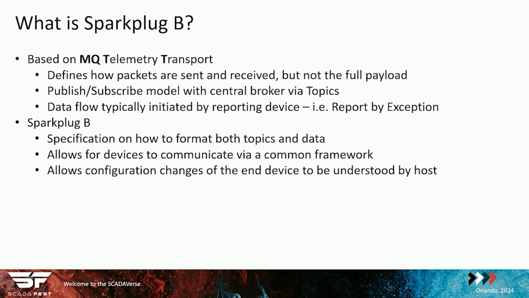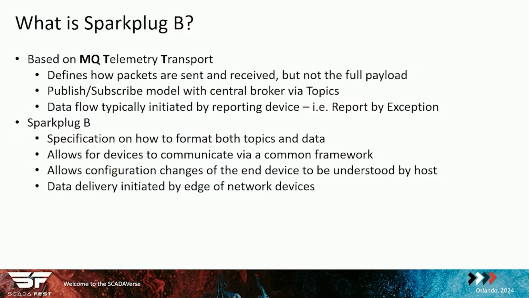And the other thing that Sparkplug B does is it allows for configuration changes of the end device to be understood by the host. I'm going to give an example of this here in a minute. And data delivery is initiated by the edge of network devices, so it's report by exception. So your field device is going to send you the data, and then your host system, your SCADA system, is going to consume it.